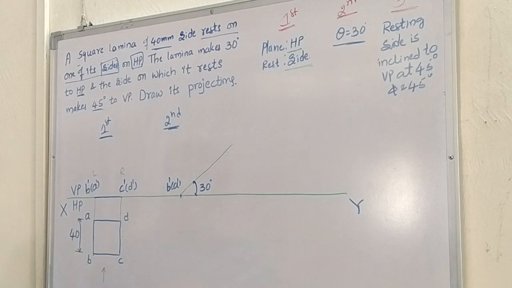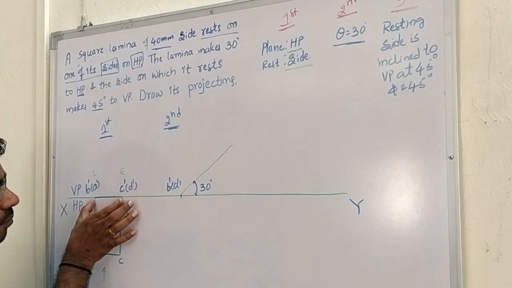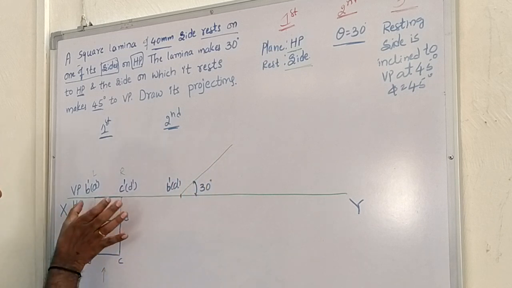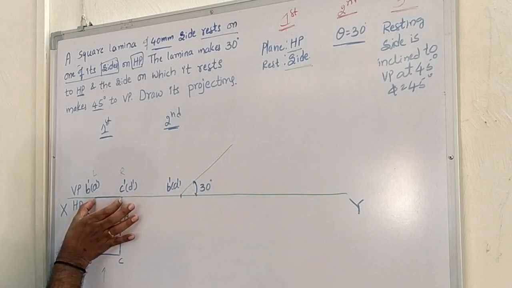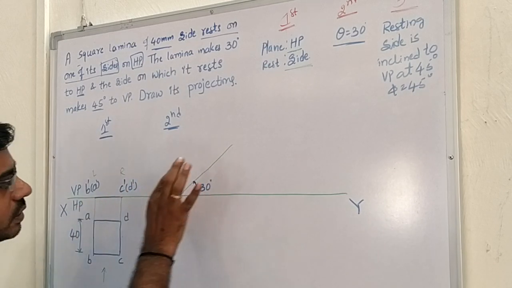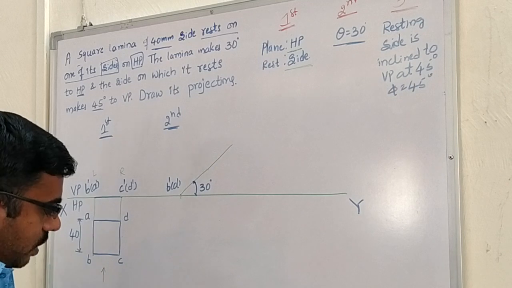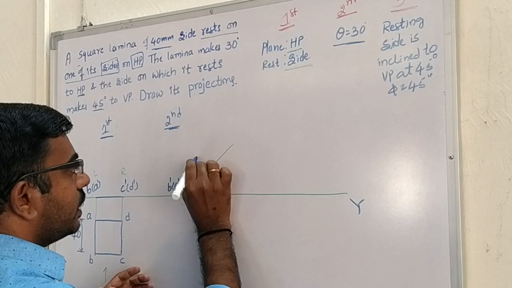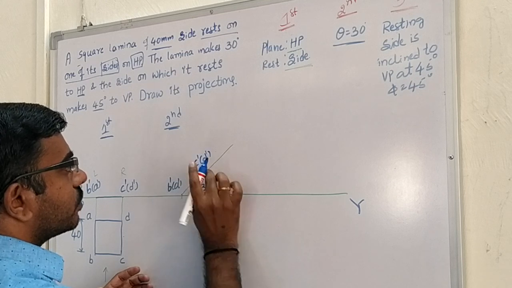Now I want to redraw the same front view on this 30 degree line. To redraw, measure the length from this to this and mark it here. How much length is there? Take the same length and mark it. Mark this point as c dash, bracket d dash.